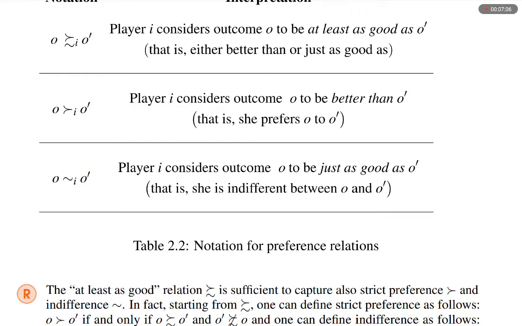Notation: o ∼_i o' means o is just as good as o' for player i. Interpretation: player i considers outcome o to be just as good as o', that is, she is indifferent between o and o'. Table 2.2, notation for preference relations.